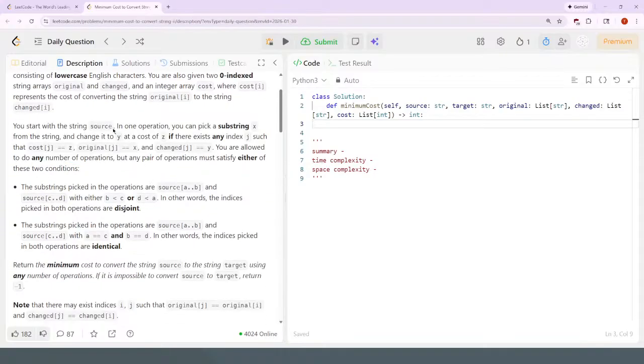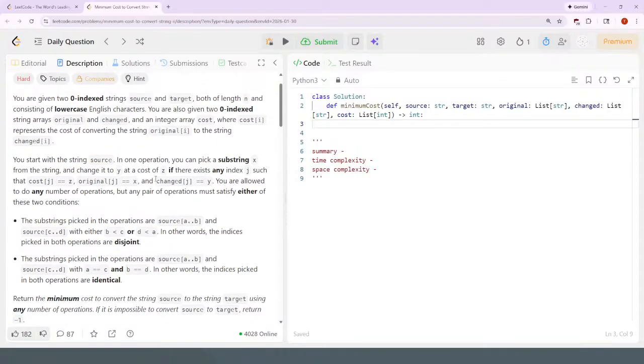You start with a string source. In one operation, you pick a substring x from the string and change it to y at the cost of z if there exists any index j such that... I wonder if there's a reason why this is a substring rather than a character. Okay, but it does seem like it's just letters.